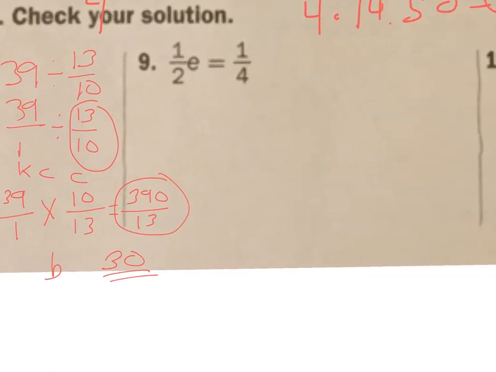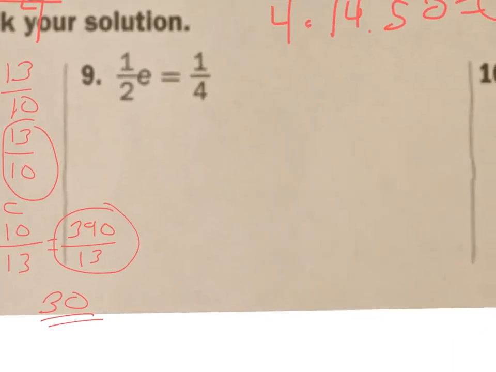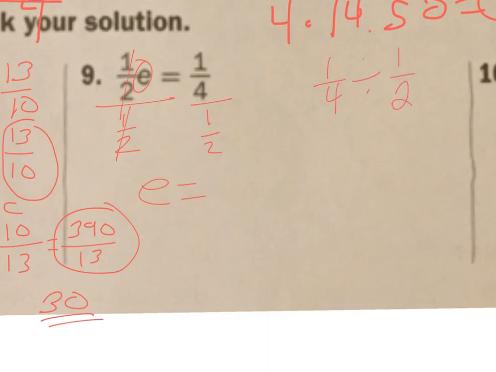Okay, let's go over here. So what we have here is we have 1/2 times E equals 1/4. I'm going to divide each side by 1/2. Divide by 1/2. Now 1/2 divided by 1/2 gets me 1. So that's E equals, now I have 1/4 divided by 1/2. And if I want to do that, I have to multiply it. So I'm going to keep, change, change.